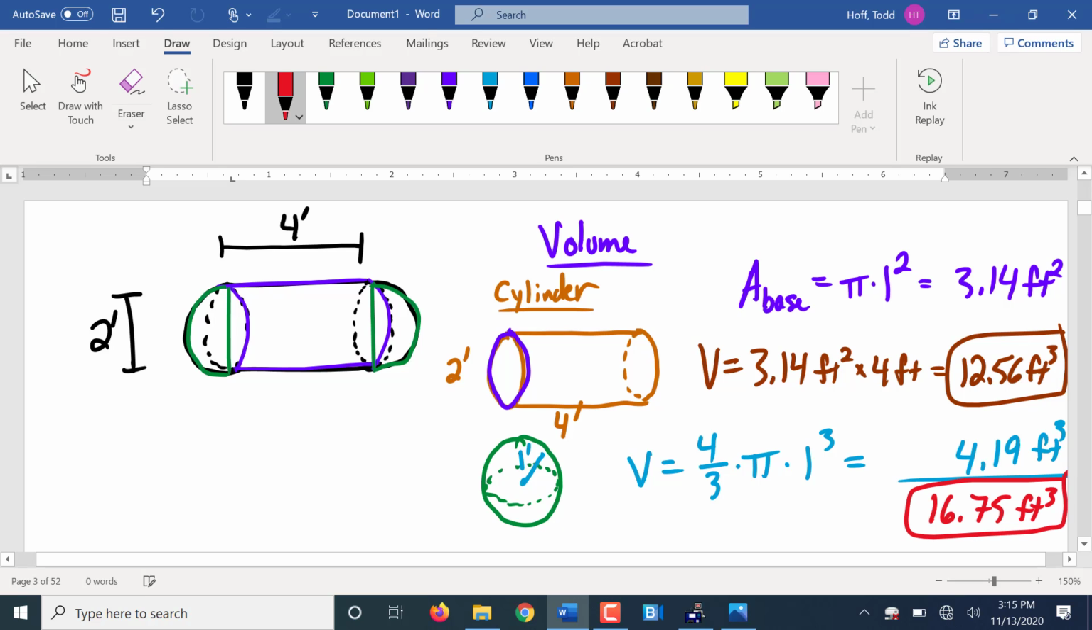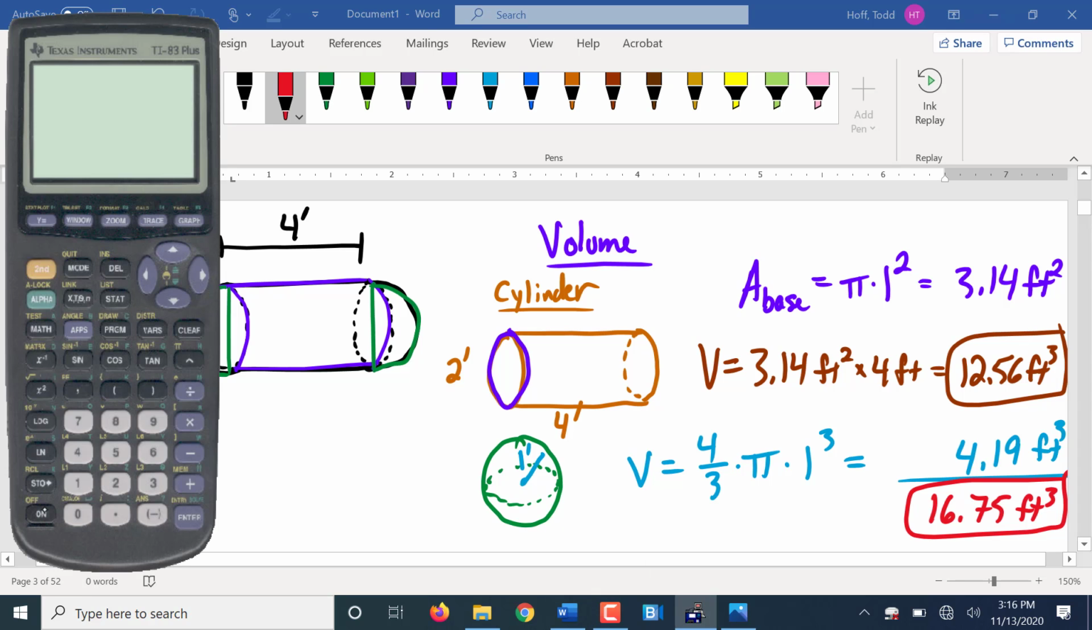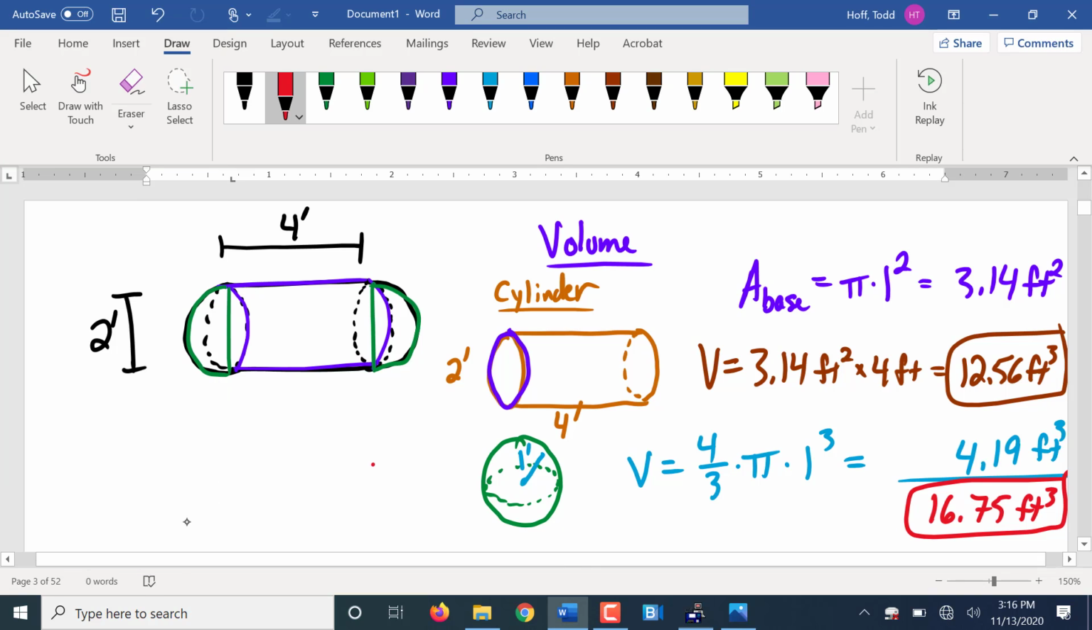It's 16.75 cubic feet. If you're wondering how many gallons that tank would be, it's 7.5 gallons per cubic foot. It's actually like 7.48, but so that's about a 125 gallon tank. Surface area.